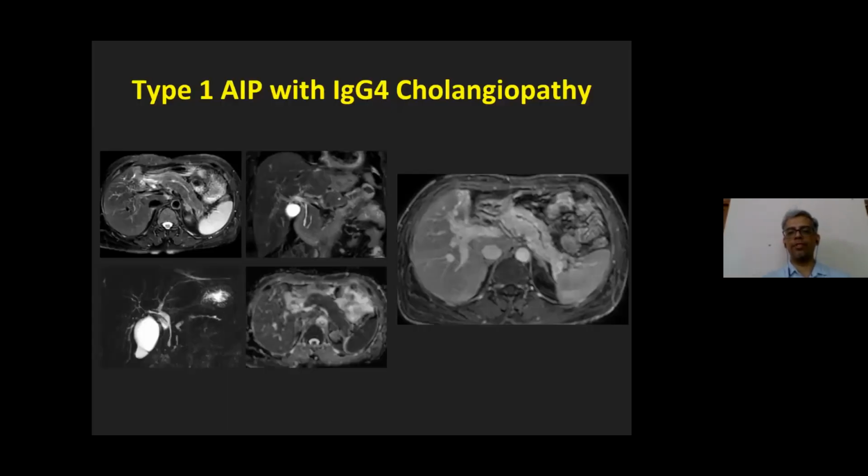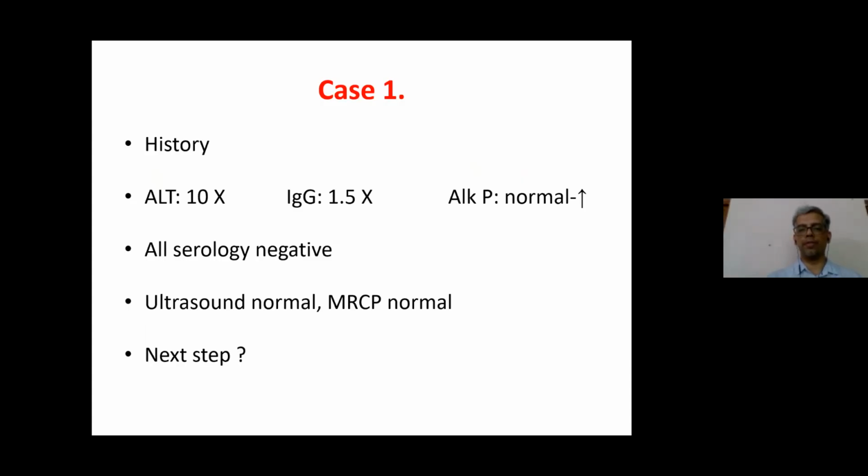Another important differential which comes into play is IgG4 cholangiopathy. Presence of extrabiliary involvement takes you towards a diagnosis of IgG4 cholangiopathy. Along with that, associated IgG4 levels may help you in making a diagnosis of this disease, and hence differentiating from autoimmune hepatitis. So our case underwent ultrasound.